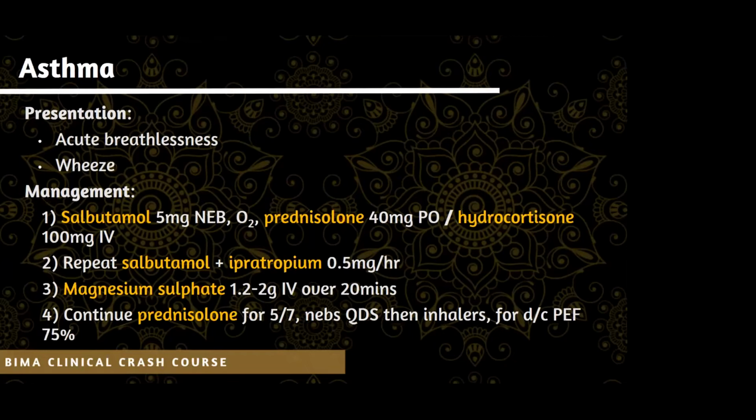And then you want to continue your prednisolone for 5 days. You then go for nebs 4 times a day. After that, you can step down to inhalers. Before a person is discharged from hospital with an asthma attack, they need to have been off nebs and on to inhalers for at least 12 hours, ideally 24. And their peak flow needs to be 75% of their predicted.